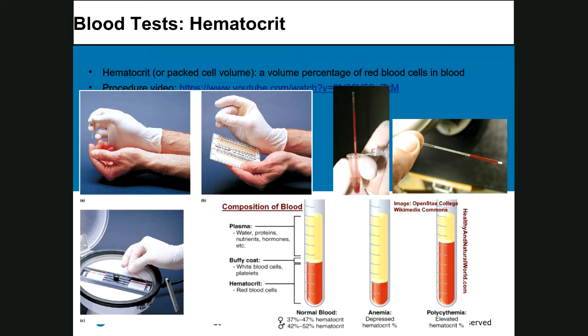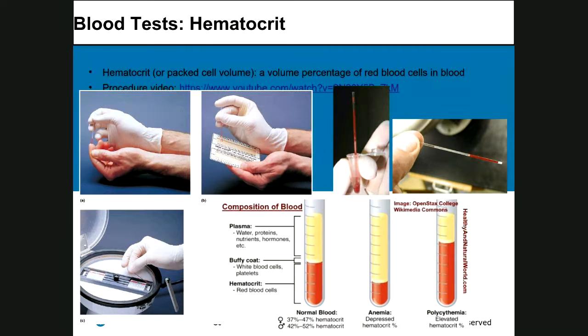So normal hematocrit shows that we have between 37 to 47% for female, and for men 42 to 52%. So in general, we need to be within 45%. When it's less than 37%, around like 30%, the hematocrit shows that this person suffers from anemia. When it's very high, this is polycythemia, that's elevated, that's abnormal.